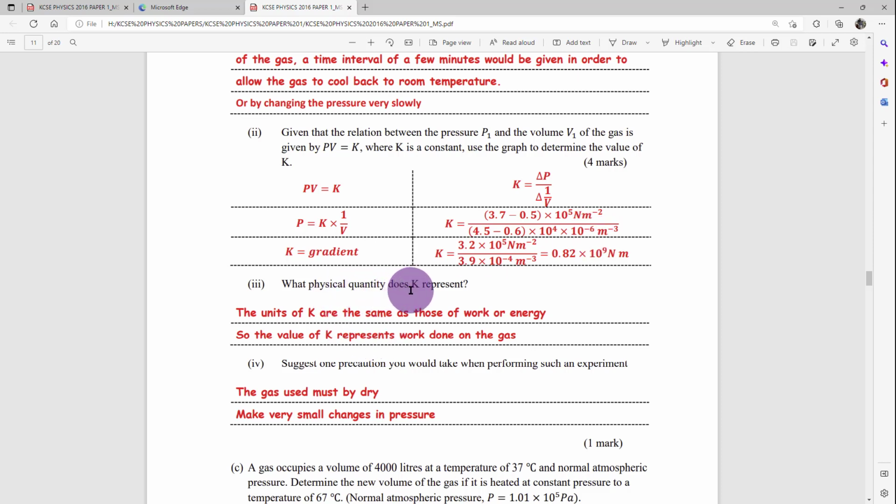What physical quantity does K represent? Of course, when we look at the units of K, newton meter, this is work done, or energy. So the SI unit of K is the same as that of work or energy. So the value of K represents the work done on the gas. Remember, we are compressing the gas, so definitely we are doing work on it.